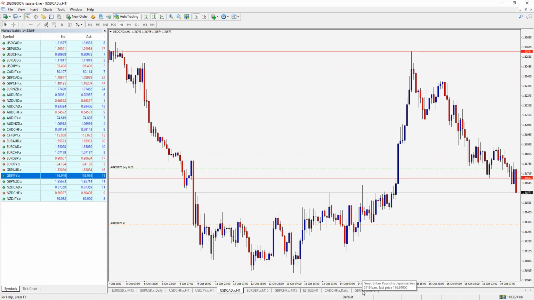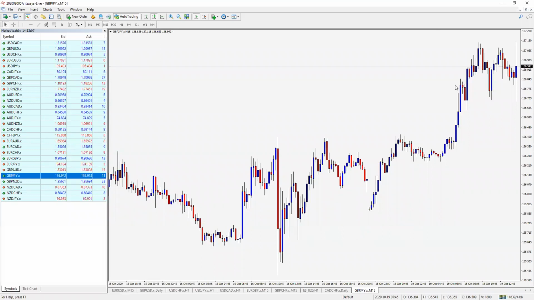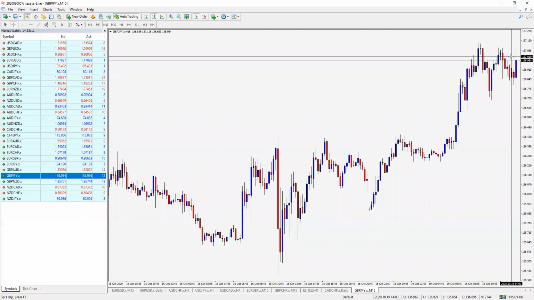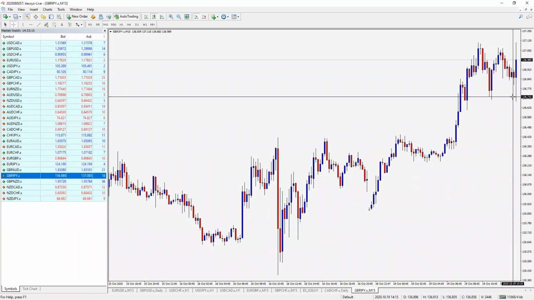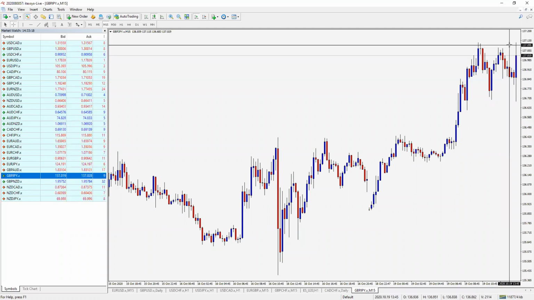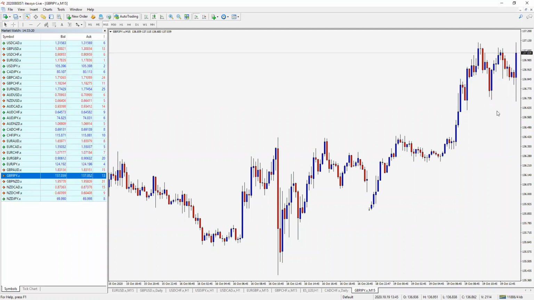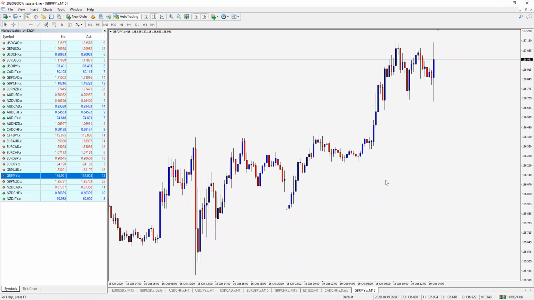Okay, let's continue with the GBP against the yen. By the way, during the minutes of the news release, if it's a high impact news, it's probably something about the GBP, the Great British Pound, or about the dollar. But I don't really recommend you to trade during this time. The spread can really get very wide.